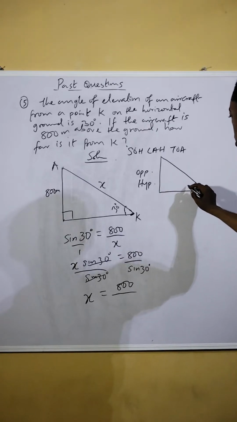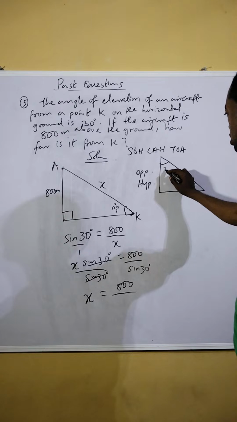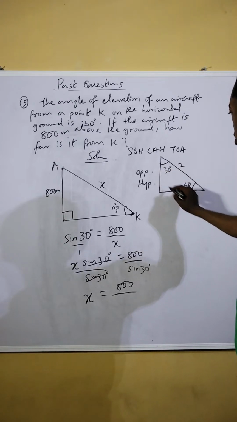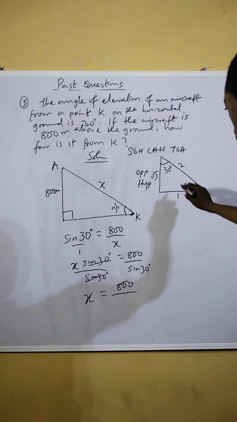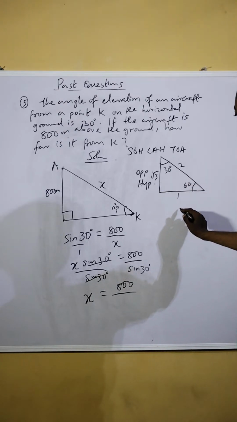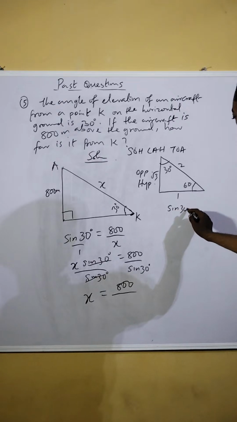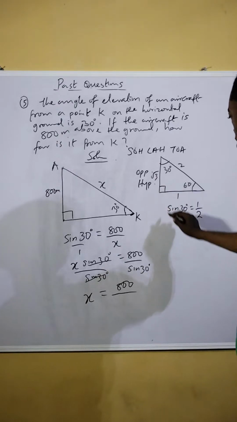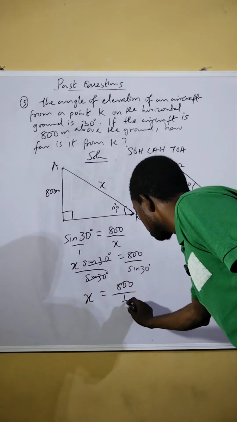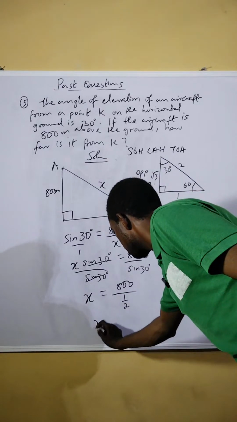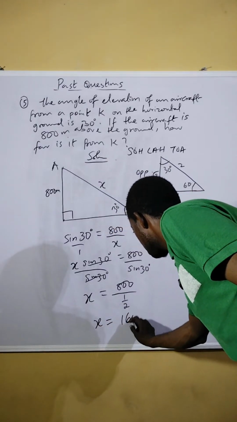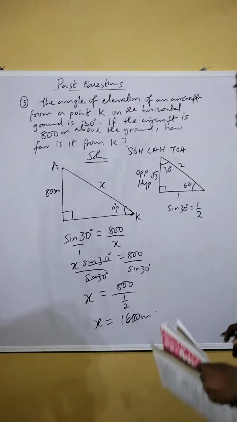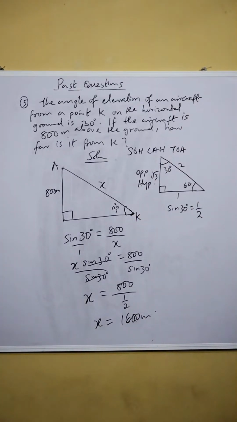From the special triangle, we have this as 60 degrees, this as 30 degrees, and this as 2, this as 1, this as root 3, and sine is opposite over hypotenuse. Sine 30 degrees here: the opposite of 30 is 1. Then the hypotenuse is 2 here, because it is opposite the 90 degrees. So that means we have a half here. And 800 divided by a half gives us 1,600 meters. So that is the distance of the aircraft from the point K.